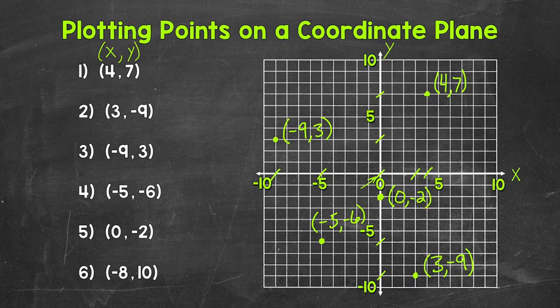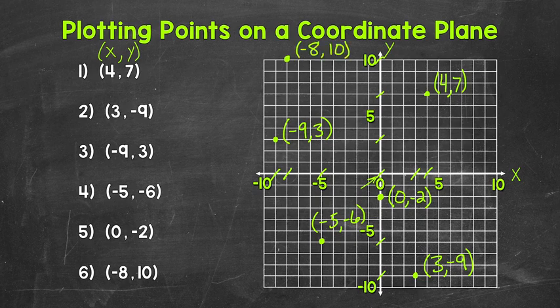And then lastly, number 6, the x-coordinate is -8 and the y-coordinate is 10. So we need to go over to -8 on the x-axis, which is right here. And then up 10, and 10 is right here on the y-axis. So we plot this point right here, and this is -8, 10.